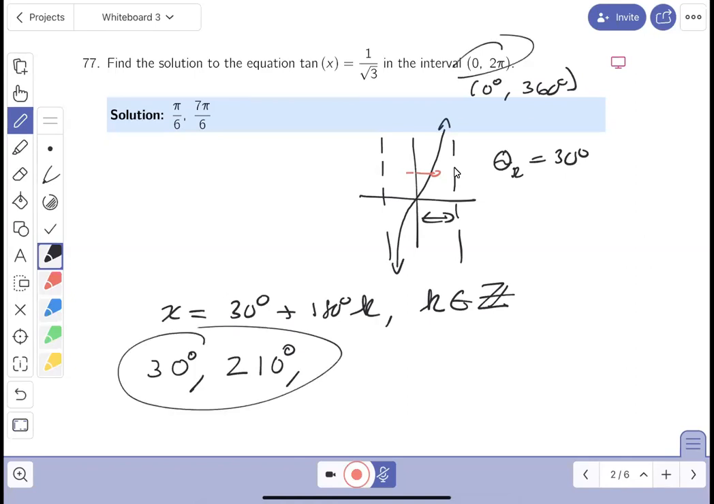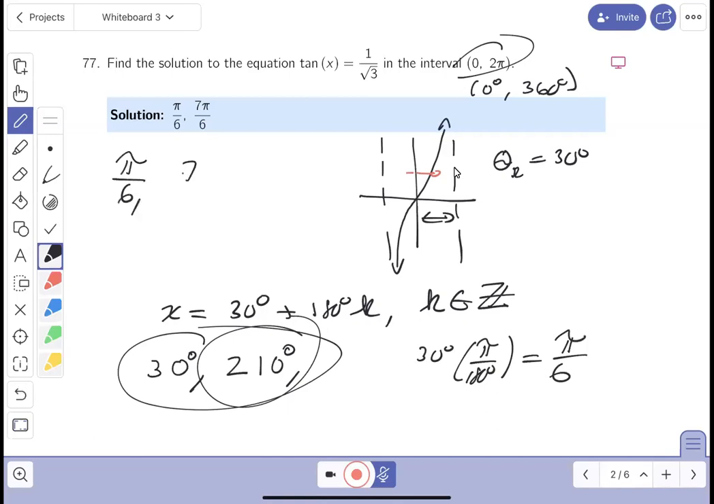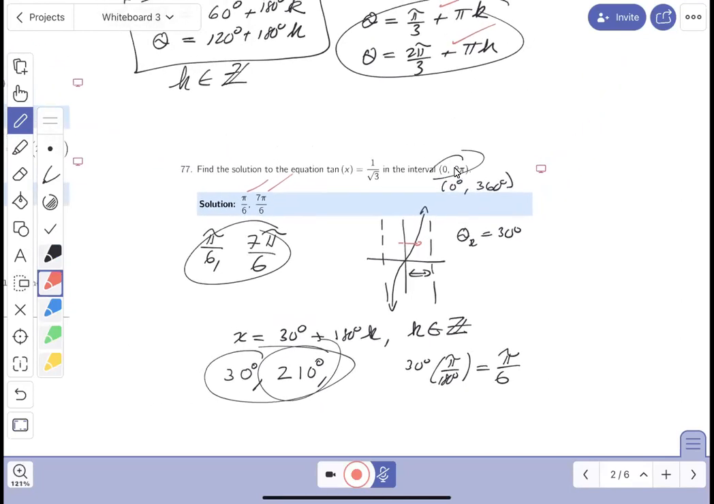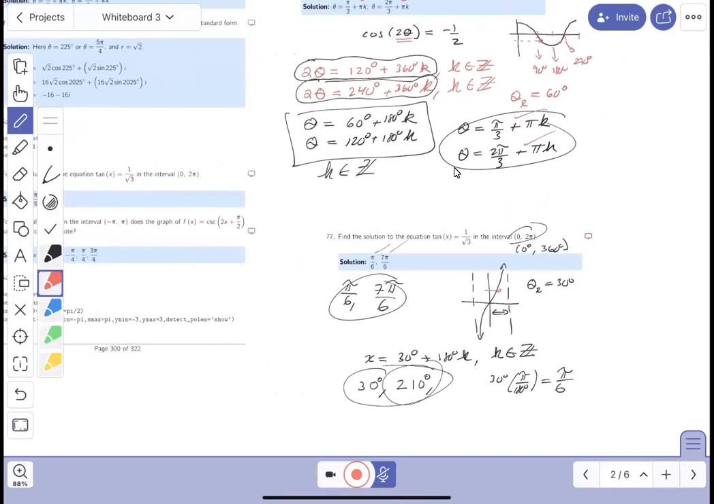It's written up here. Let's write this down. So what's 30 degrees in radians? Pi over 180 degrees. It's just going to be pi over 6. Now, I want to point out that 210 is really 7 times that. So I get 2 answers, pi over 6 and 7 pi over 6. These answers are listed for you. All right, let's keep going. And we're going to go to 78 now.